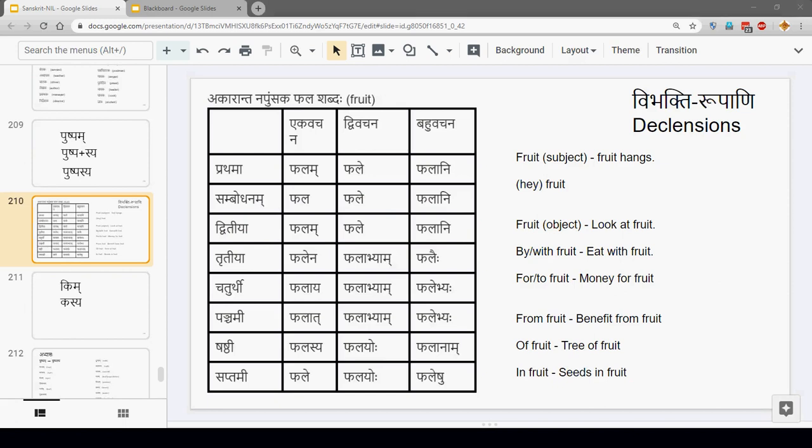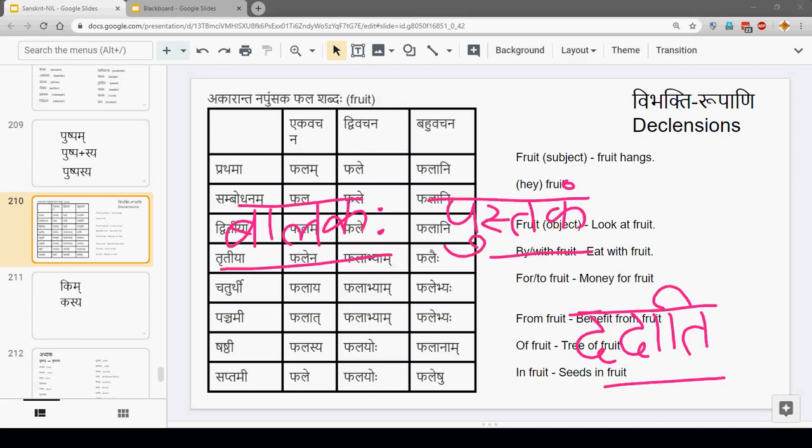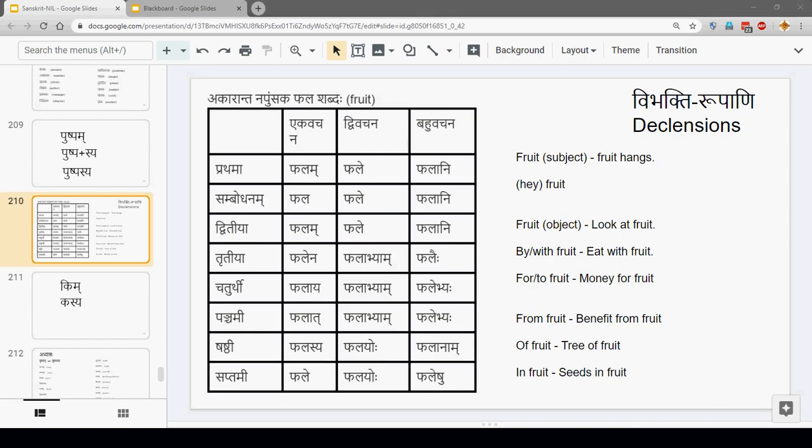Because pustaka is akaranta pullinga, akaranta napumsakalinga, like this. Phala is also akaranta napumsakalinga. Like pustaka is also ending in a sound, and it is also neuter. And if I want to use it as an object in the sentence, and it is singular, the form will be like phalam.